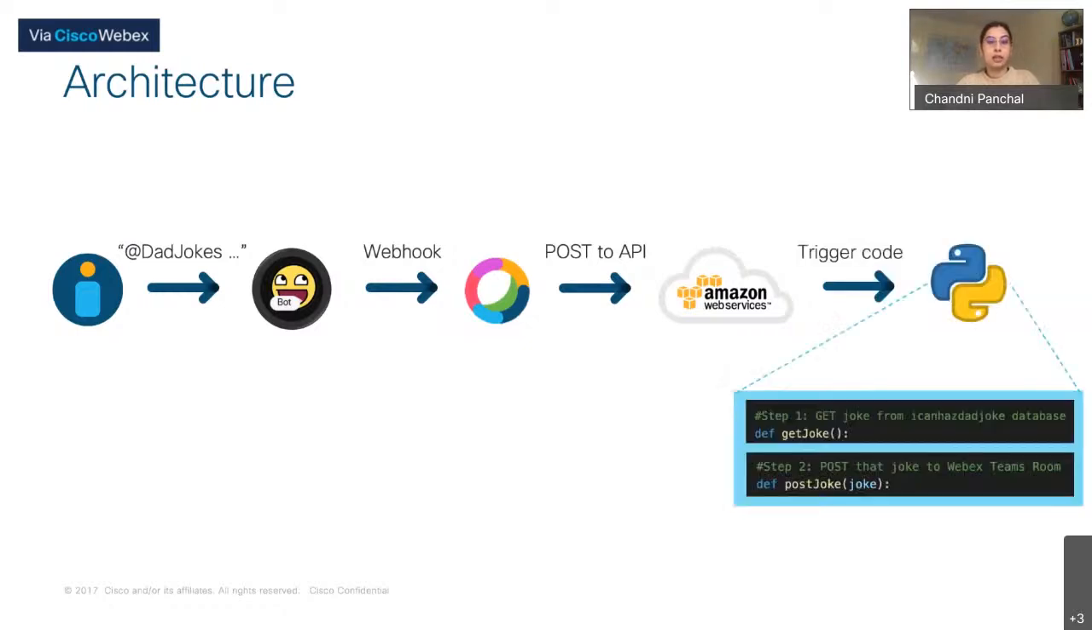And you can see in the little screenshot that there's two parts of the code. First of all, there's obtaining the joke from a database. And the second thing is posting that joke. So finally, that joke is sent back to the original user that started this whole process off.